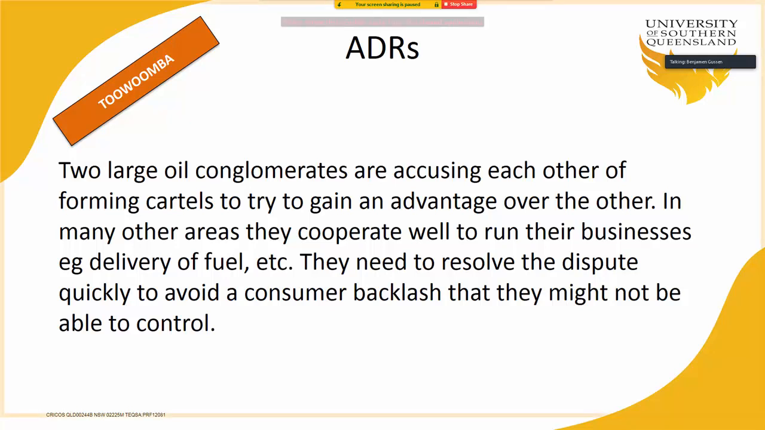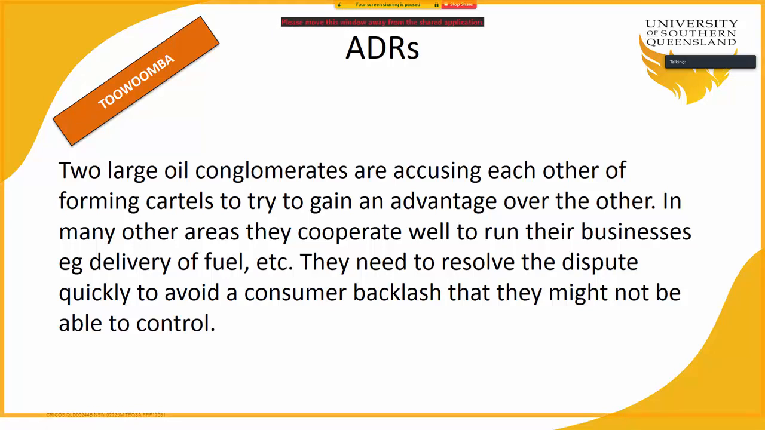So, it says we have 2 large oil conglomerates accusing each other of forming cartels to try to gain an advantage over the other. In many other areas, they cooperate well to run their businesses, e.g. delivering fuel and so on. They need to resolve the dispute quickly to avoid a consumer backlash that they might not be able to control.